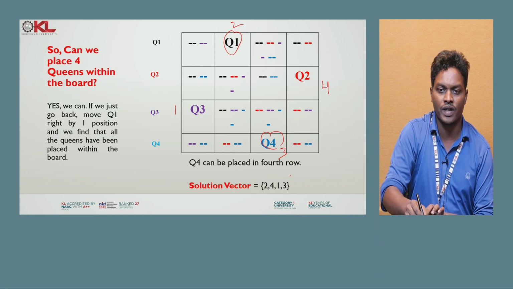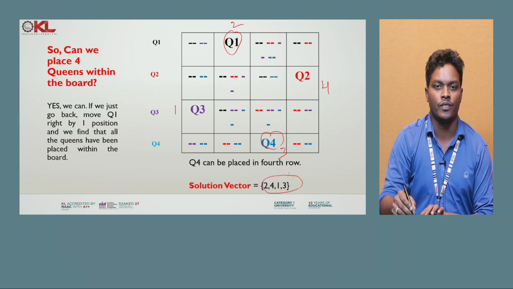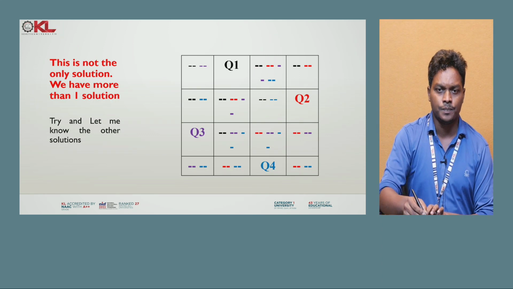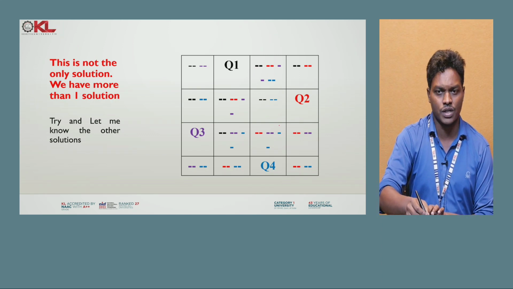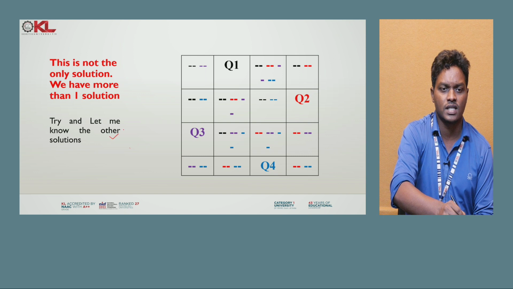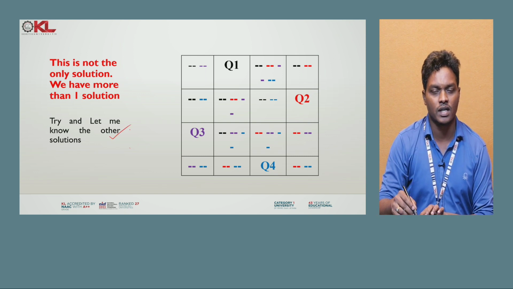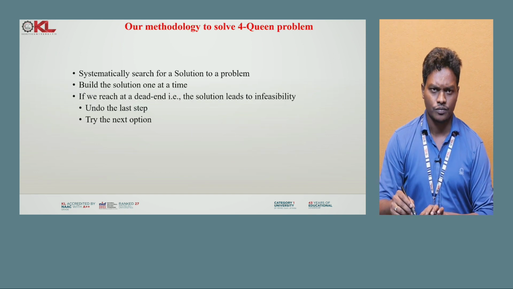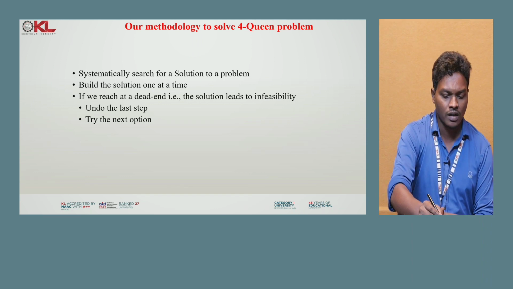So the solution vector is 2 4 1 3. This is not the only solution; many solutions can be obtained. Next, what is the methodology we have used here?